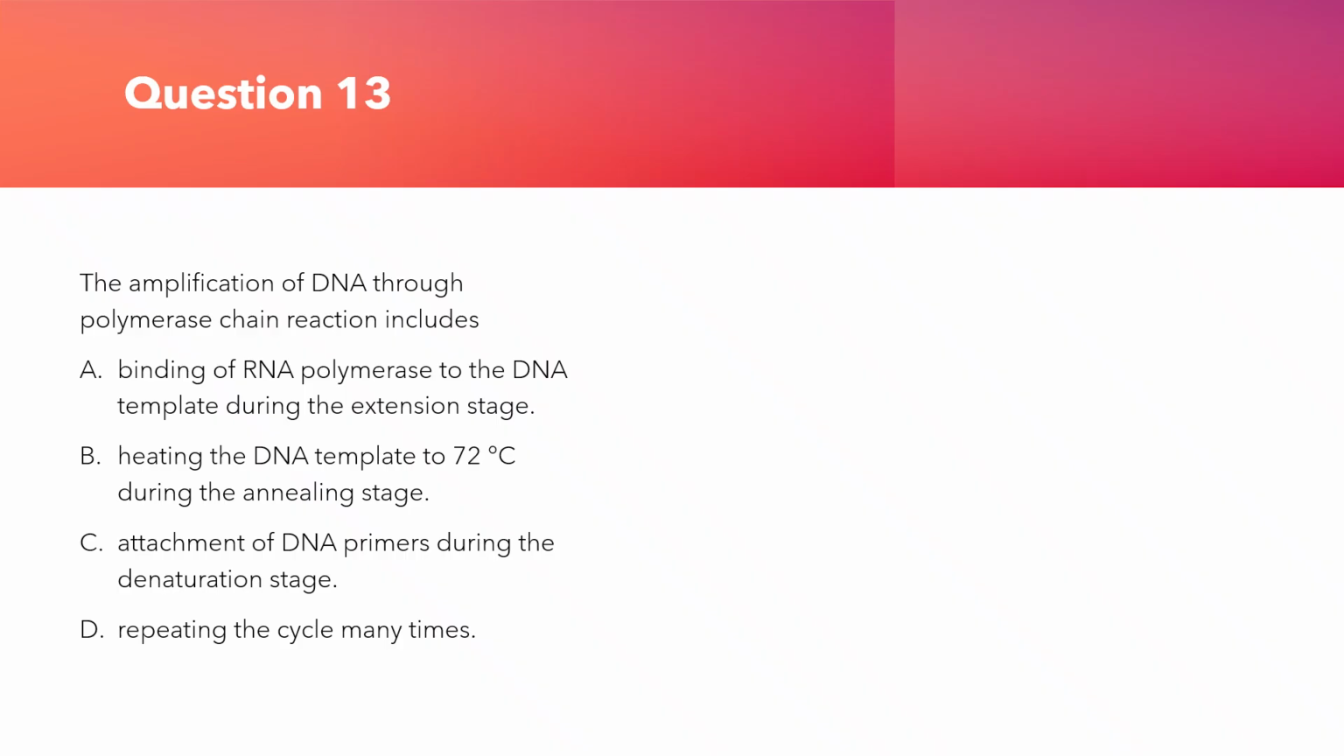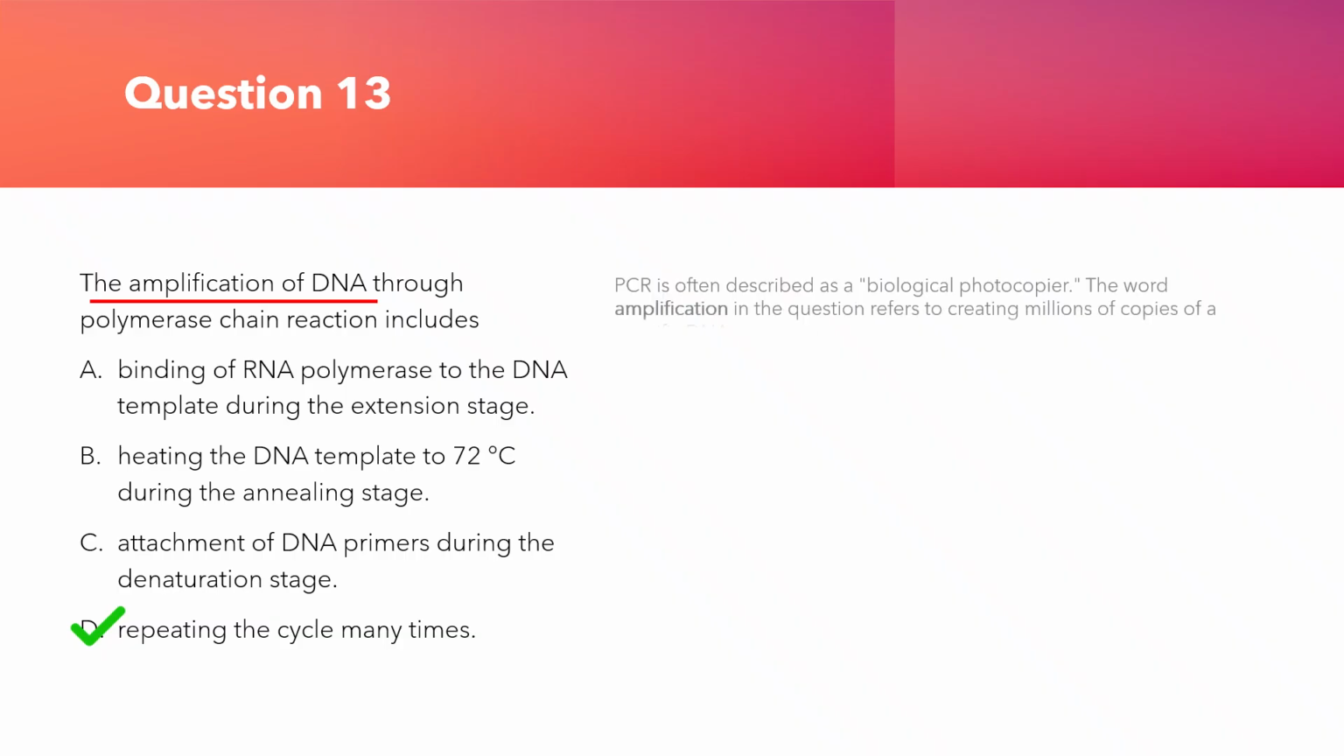The correct option is D, repeating the cycle many times. Why is this the correct choice? PCR is often described as a biological photocopier. The word amplification in the question refers to creating millions of copies of a specific DNA segment.